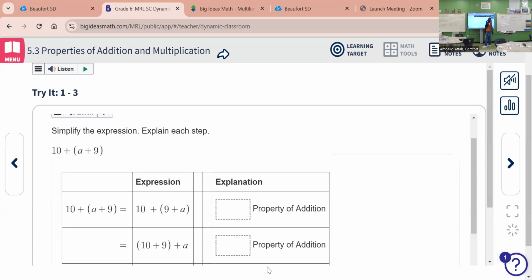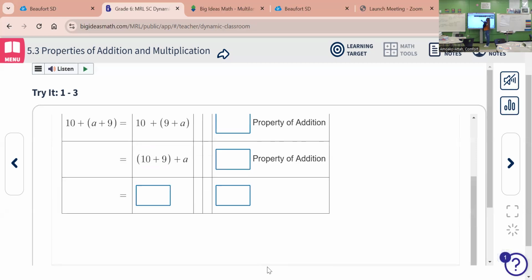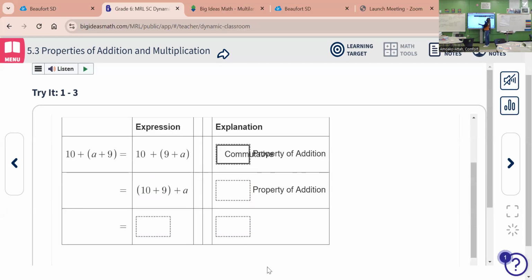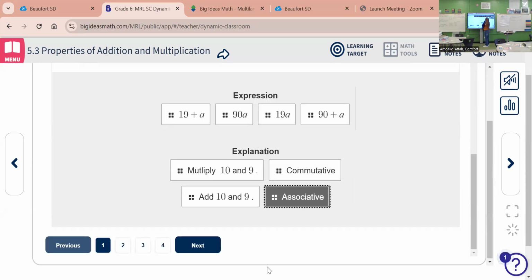So we have 10 plus a plus 9 in parentheses. Look at the first expression. There will be parentheses around a plus 9. The second expression, 9 plus a is in parentheses. So it means that we use the commutative property, good, to reorder their values. So you click on this, we fix it here. Then we regroup it. Look at the first expression again, and look at the new expression: 10 plus 9 in parentheses plus a outside the parentheses. So we have regrouped it using the associative property. That is so good. You guys are so smart. So associative property over here.